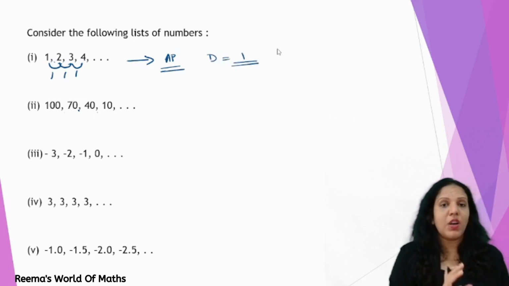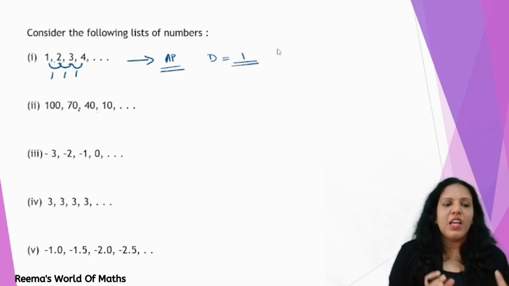The common difference we can denote as D. So the common difference in the first given list of numbers is 1, and it is a pattern of numbers that forms an arithmetic progression.